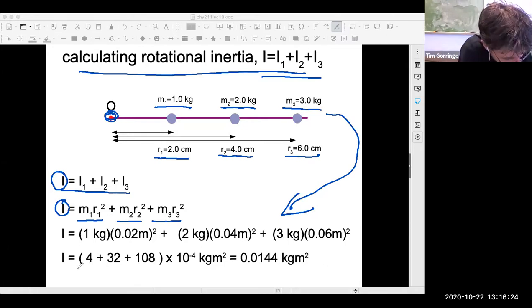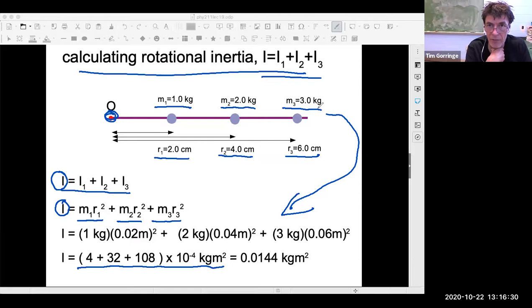You'll notice an interesting feature when I do that. The masses were getting progressively heavier, and the distances were getting progressively further from the axis of rotation. The masses were 1, 2, 3. So the second mass was twice the first mass, and the third mass was 3 times the first mass. Likewise for the distances, right? The second distance was twice the first distance. The third distance was 3 times the first distance.